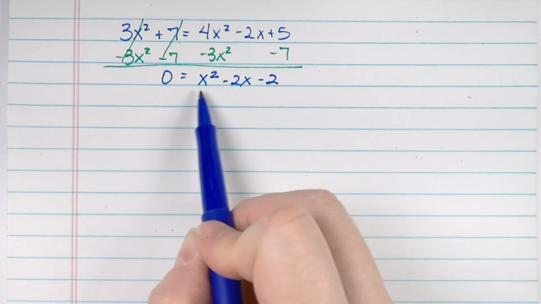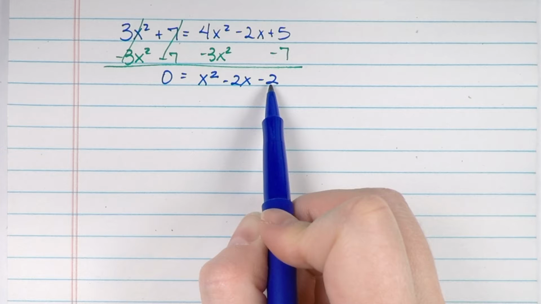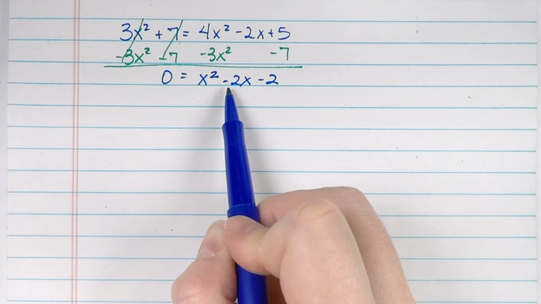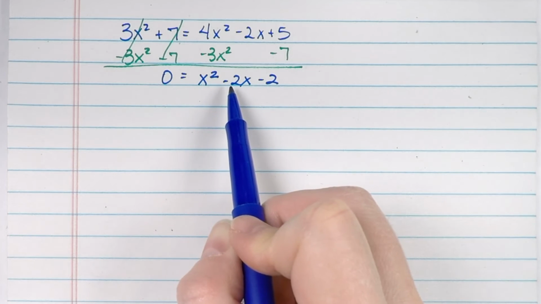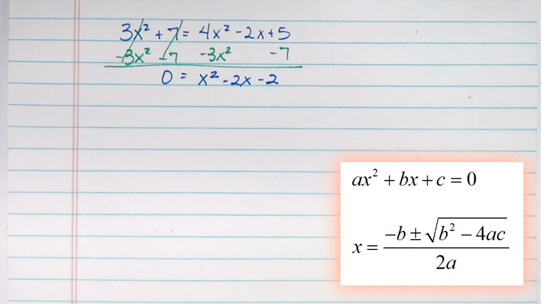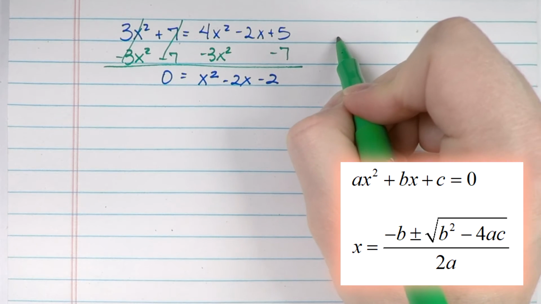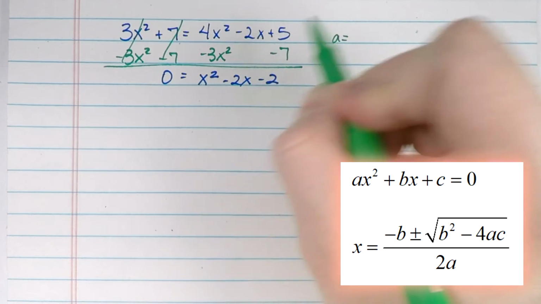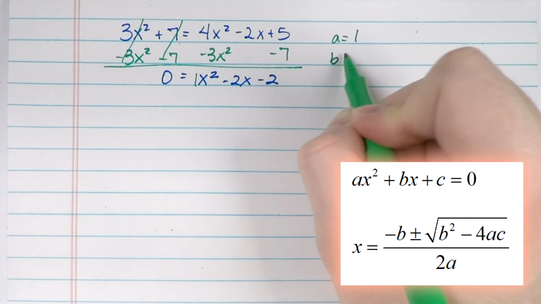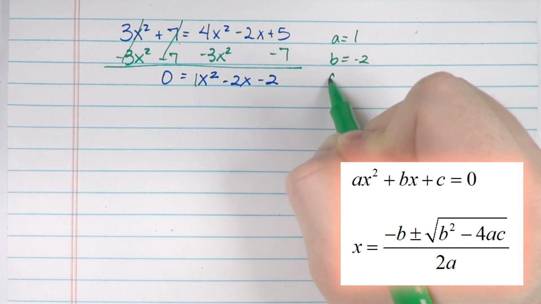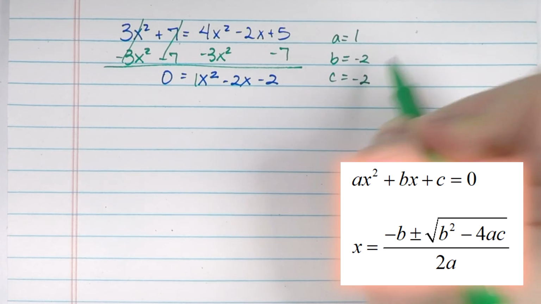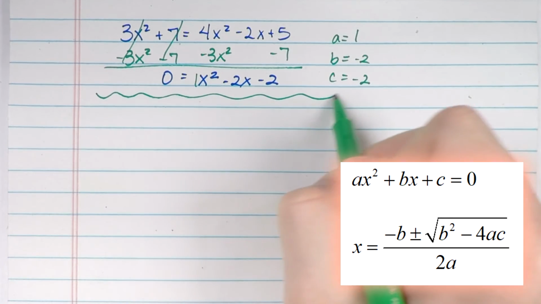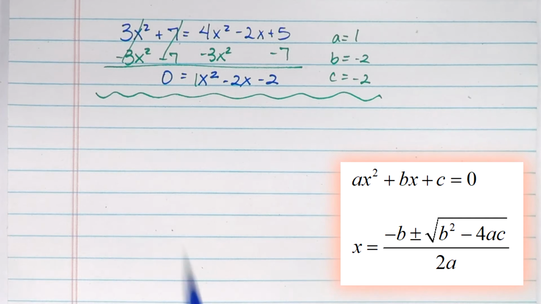Now this time I have something that cannot be factored. There are no numbers that multiply to negative 2 that would add up to this middle number, negative 2, so we're going to have to use the quadratic formula. So let's list out our a, b, and c values. For a, my coefficient of x squared, this would be 1, and then b, my coefficient of x, is negative 2, and then c, the constant, is also negative 2. And let's plug this all into the quadratic formula to solve for x.